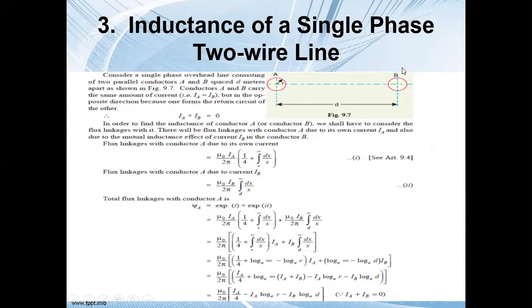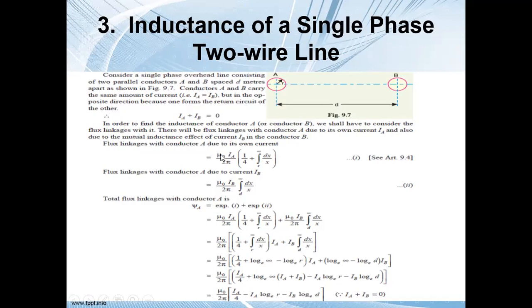Let us say conductor A and B are the two conductors, separated by a distance small d, and the radius of each individual conductor is the same, let us say r. Now how to calculate the inductance of this single phase two-wire line? First we'll calculate the flux linkage with conductor A due to its own current. Due to its own current, there are two components: one is the internal component, another is the external component.